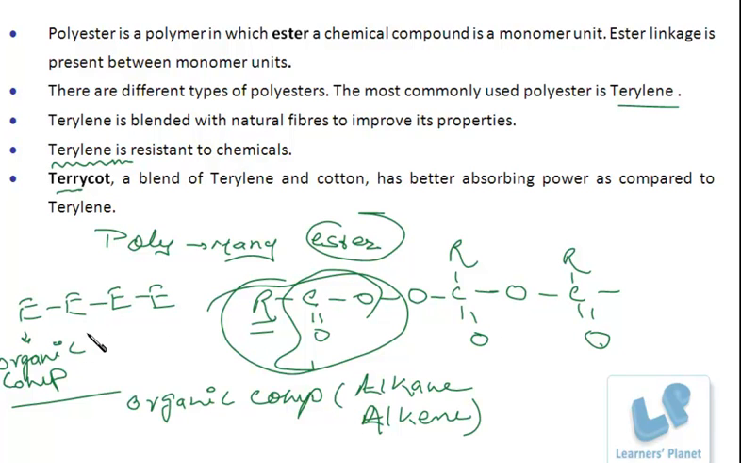This polyester or this Terylene is mixed with cotton, forming Terrycot. Terylene is resistant to chemicals and cotton is a very good absorber. It absorbs. So Terrycot has a better absorbing power as compared to Terylene, and Terrycot is also resistant to chemicals. So where will it be used? It is used for making aprons, for lab coats.